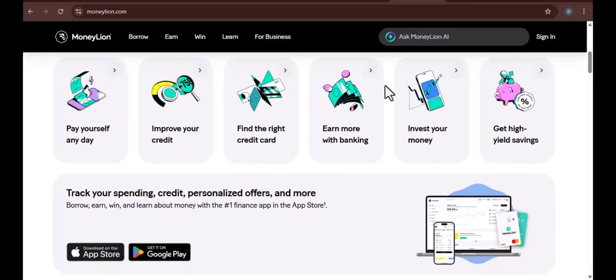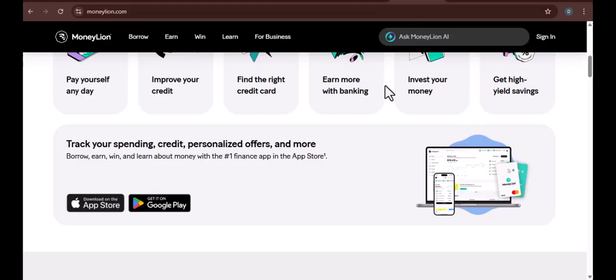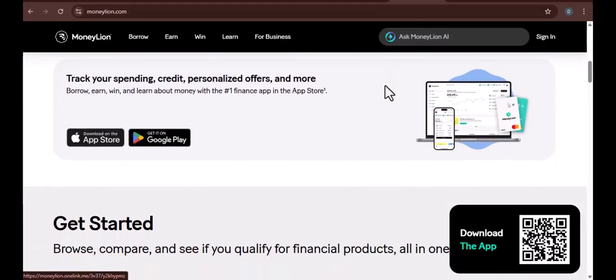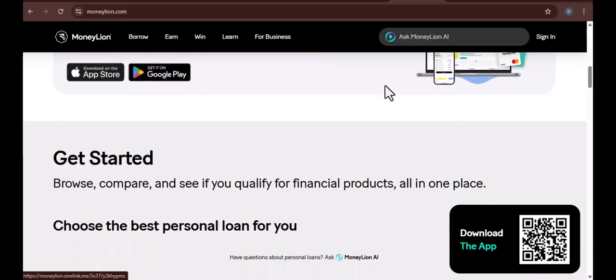MoneyLion Cash Advance, also known as Instacash, is designed to give you early access to money without interest. However, it is not automatic. There are specific conditions you must meet before MoneyLion allows you to borrow.